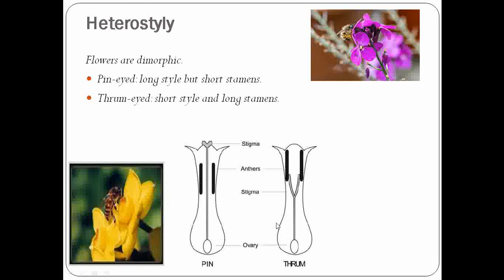Then see here the second condition, in which the style is short. That's why the stigma is present at the base. But if you observe the position of the anthers, here the anthers are present at the apical portion. So here also, even though the flower is bisexual, the pollen grains cannot fall on the stigma which is present at the base. That's why here also there is a chance of cross pollination and self pollination is avoided. So this condition we call heterostyly.